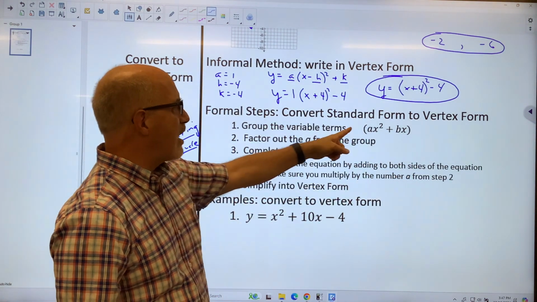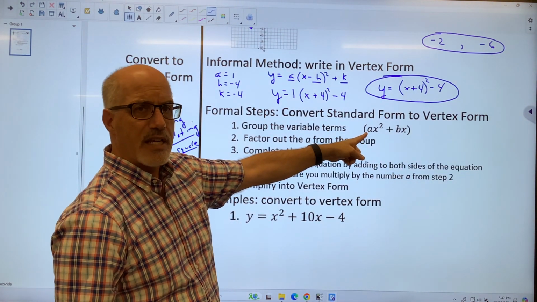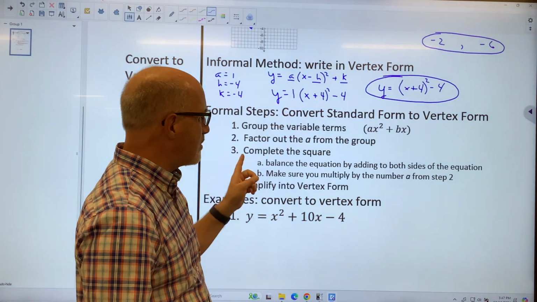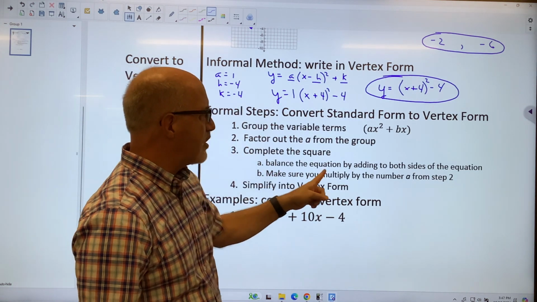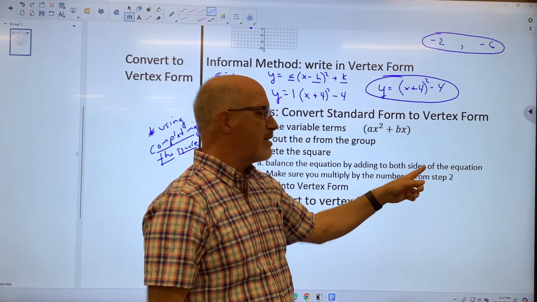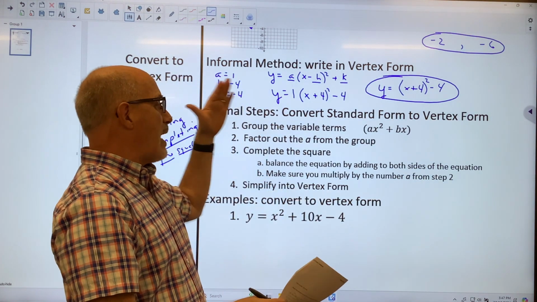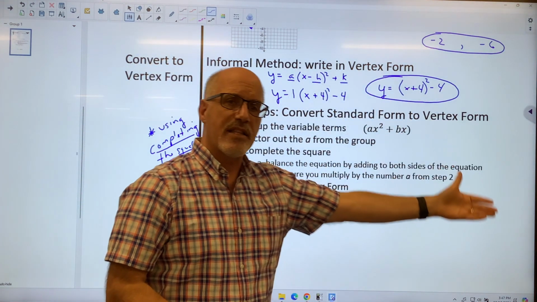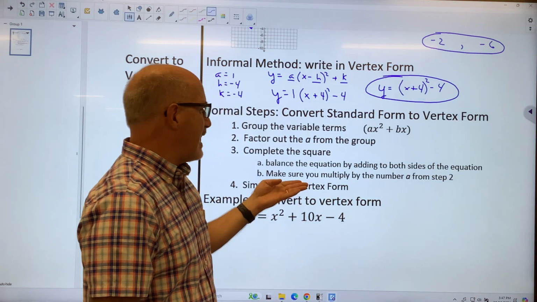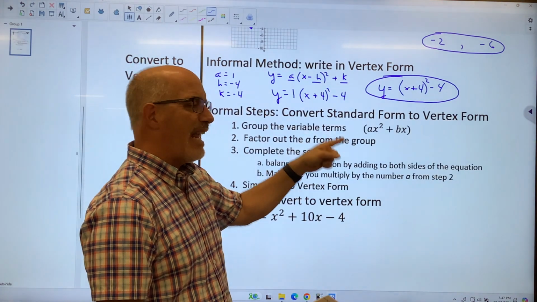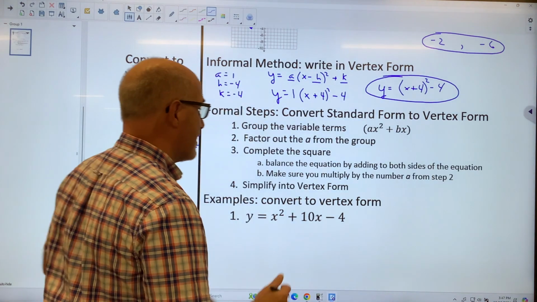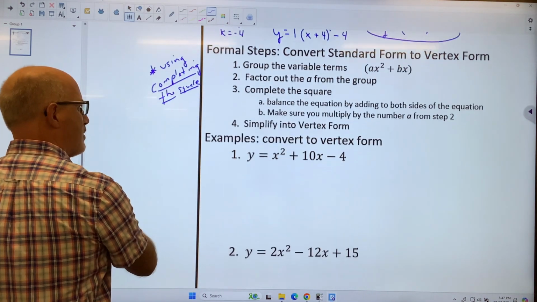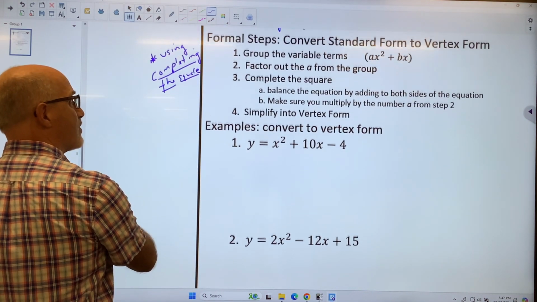Then we're going to factor out if there's an a in front of the x squared, so you got to factor it out. You got to complete the square. And the way you do that is you balance the equation by adding to both sides of the equation. Add to the y side and add to the side that we're working with. And you got to make sure that if there's an a factored out in front of the parentheses, you got to multiply by it. So these are our steps for it. Let me show you, and then we simplify into vertex form.